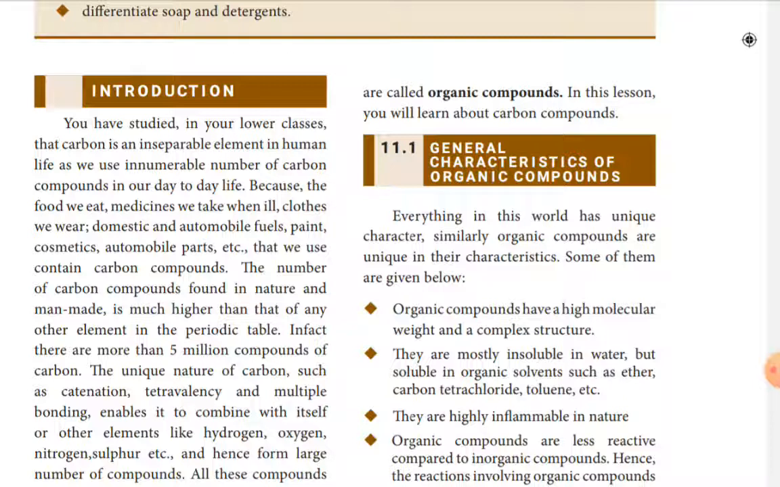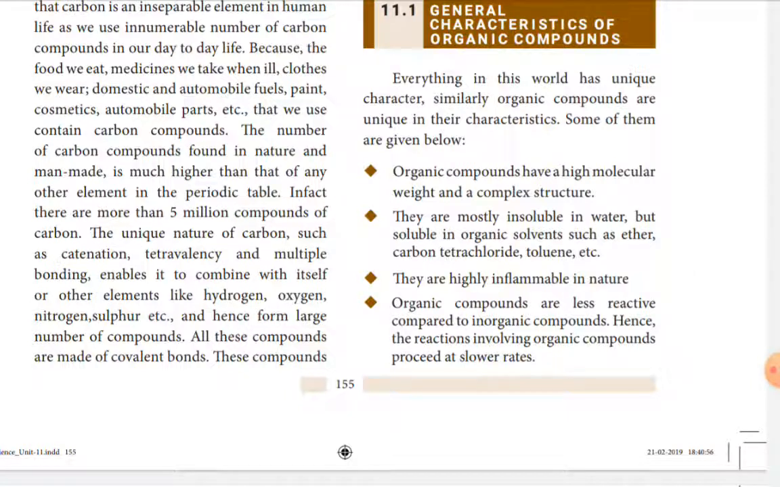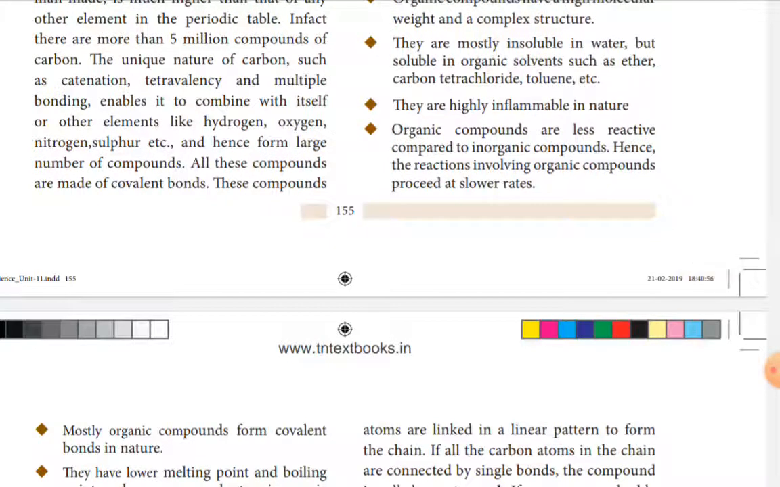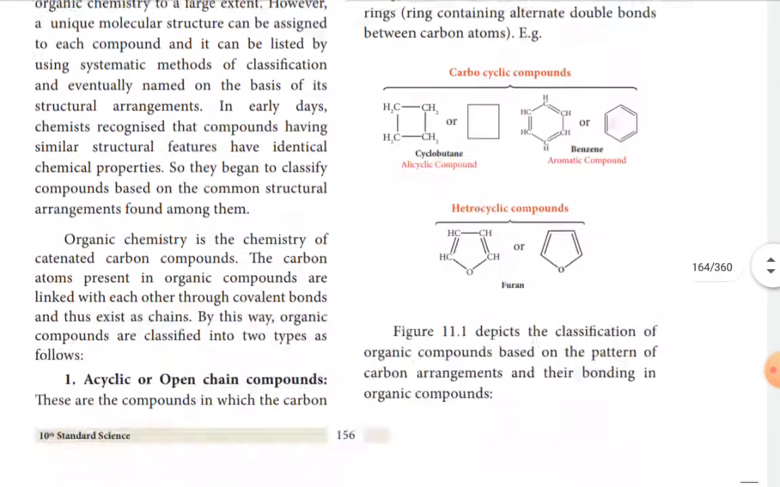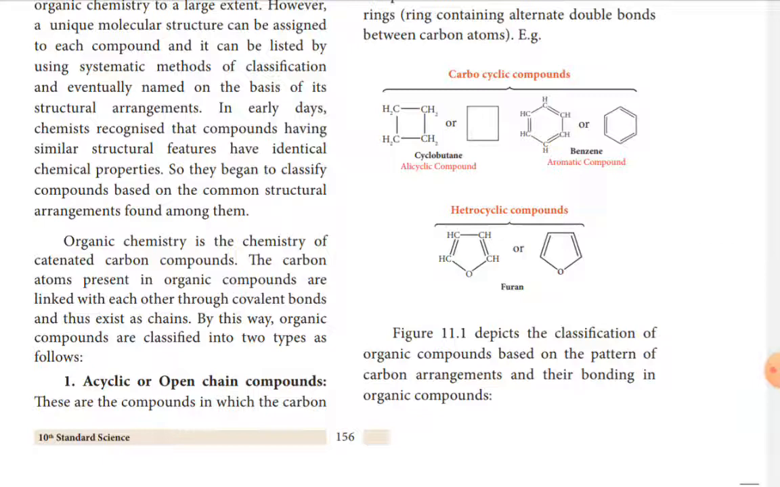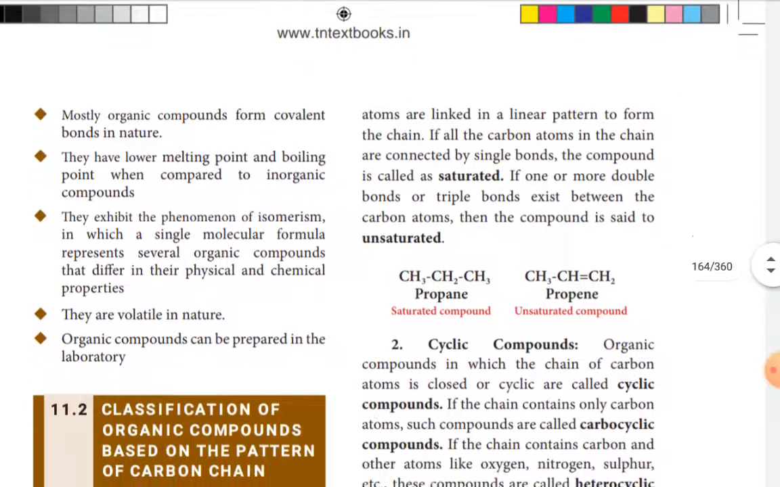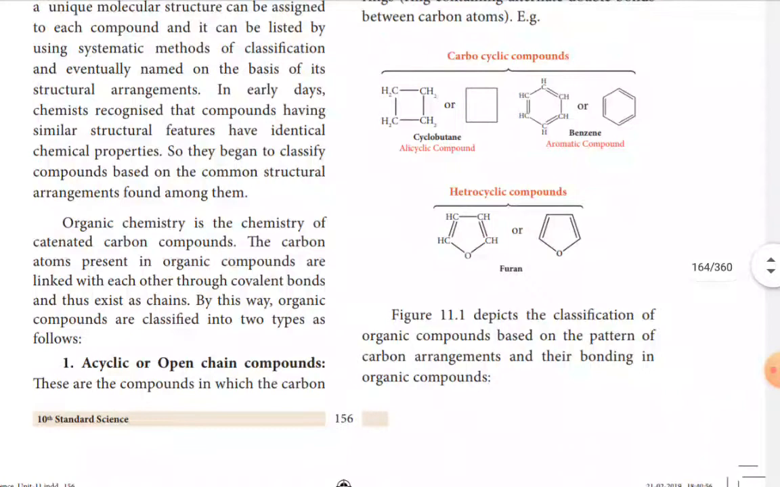Covalent bonds are nothing but bonds made by sharing of electrons. And what are the general properties? They have high molecular weight, are insoluble in water, soluble in organic solvents, highly inflammable, and reactivity is less. Also in the classification we learned there are two types: open chain compound and closed chain compound.